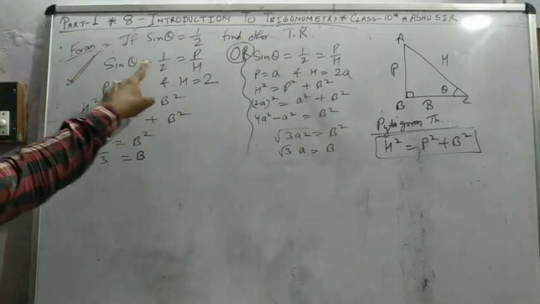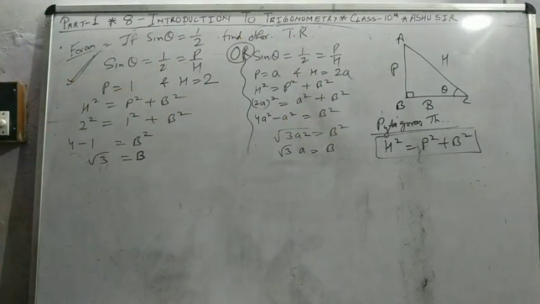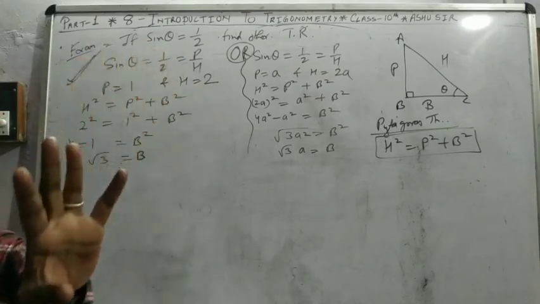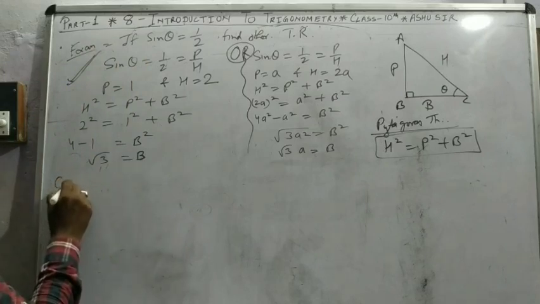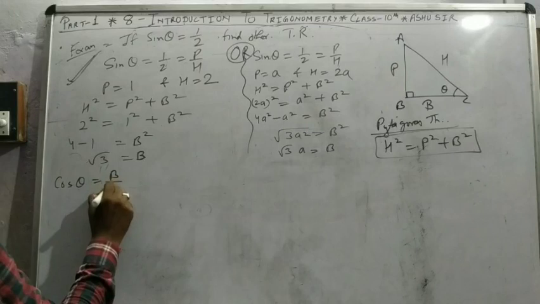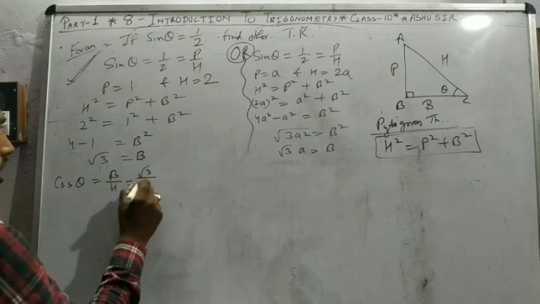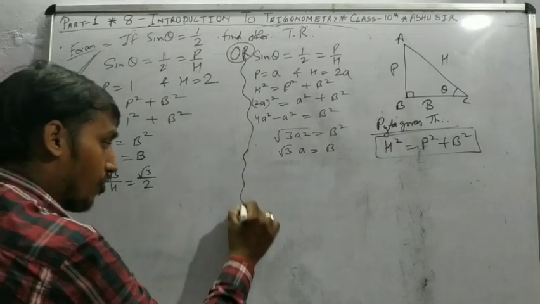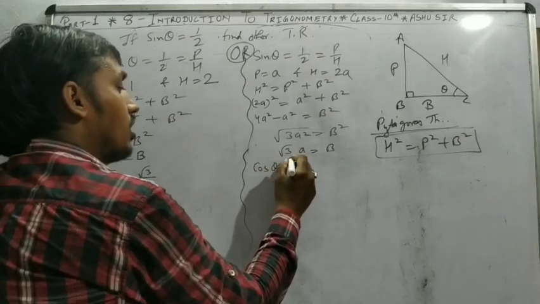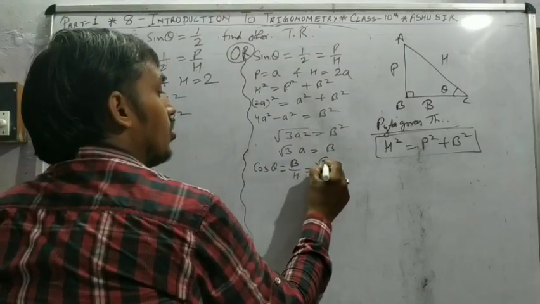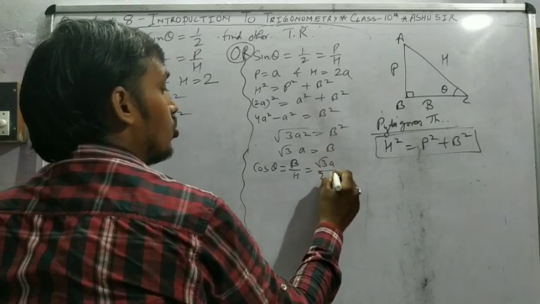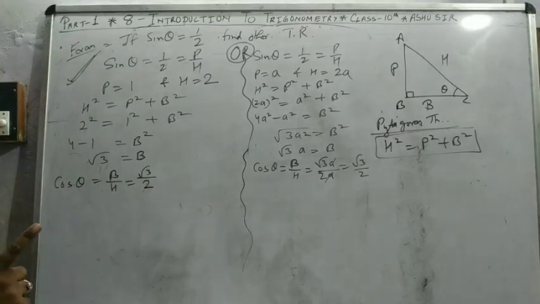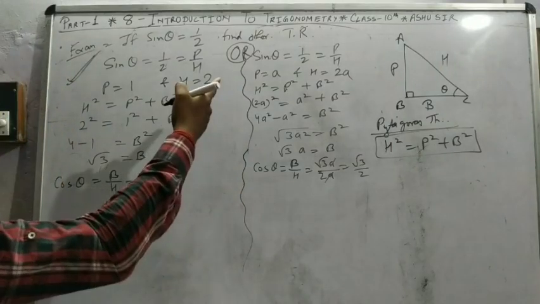But here we can take it this way, because this is a trigonometrical ratio. You can take it directly, it always gives the same values. Then find cos theta, B by H. B is root 3, H is 2, so root 3 by 2. Here you can also find cos theta, B by H, root 3A and H is 2A, 2 cancels, A cancels, root 3 by 2. Same answer. So no need to take A.